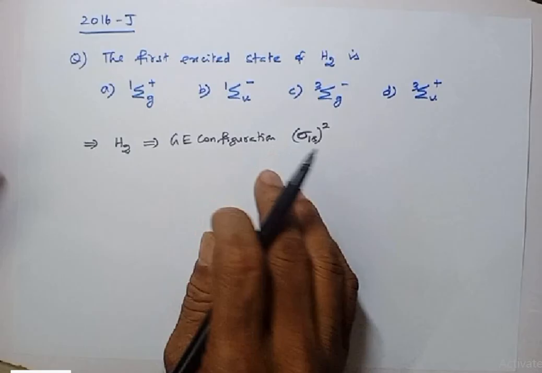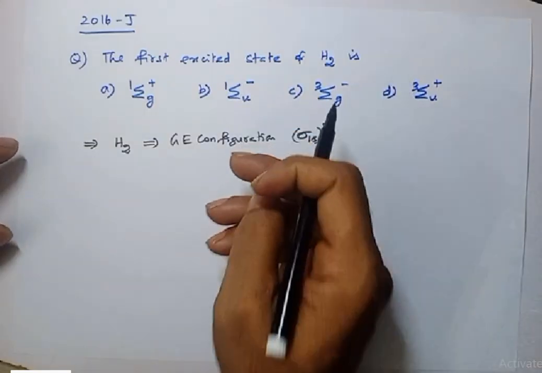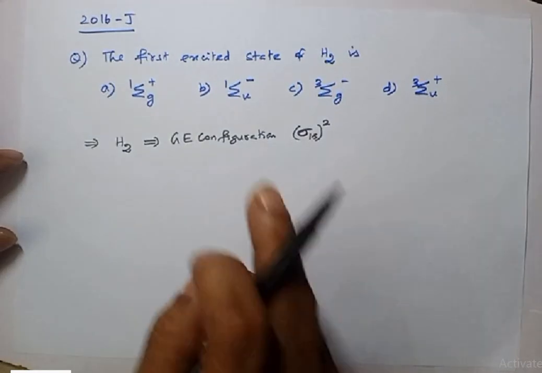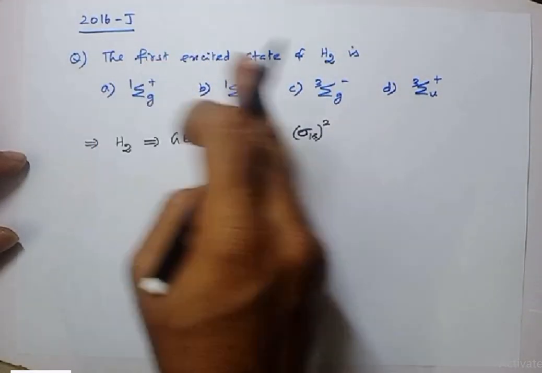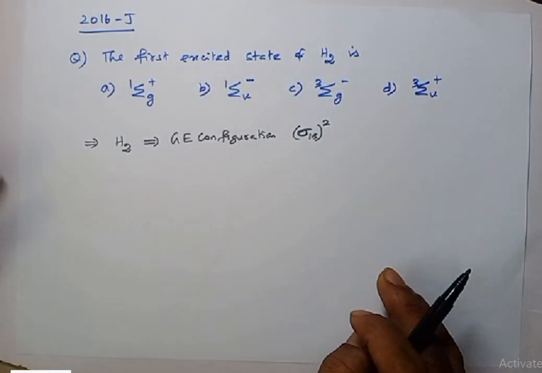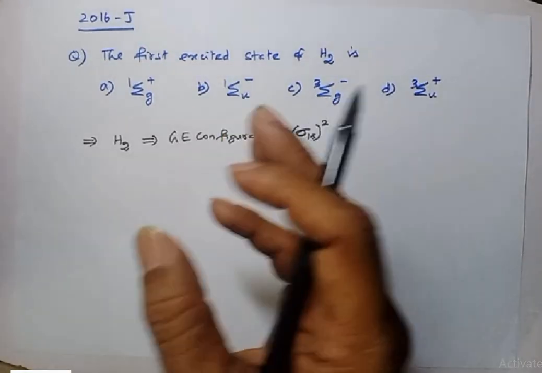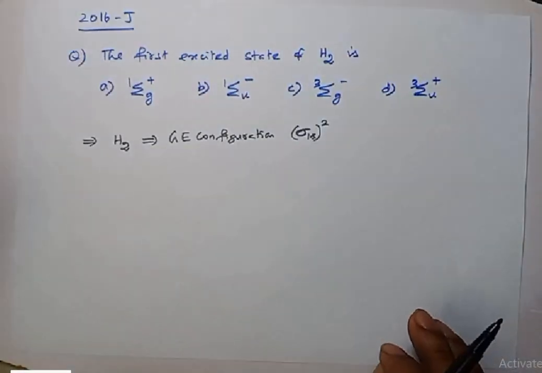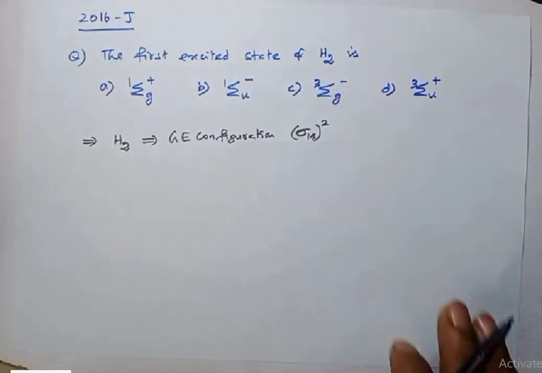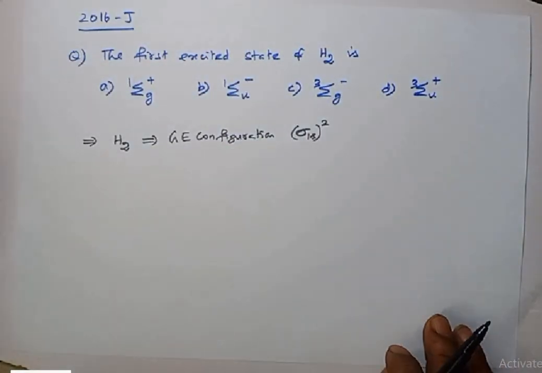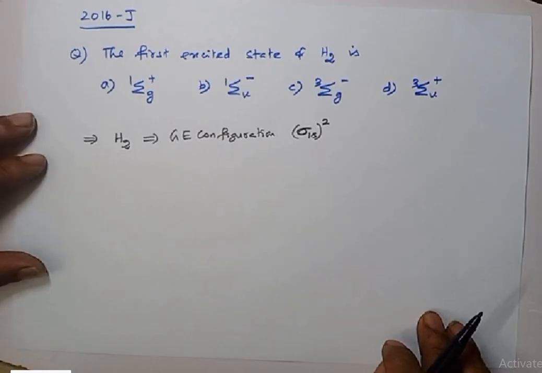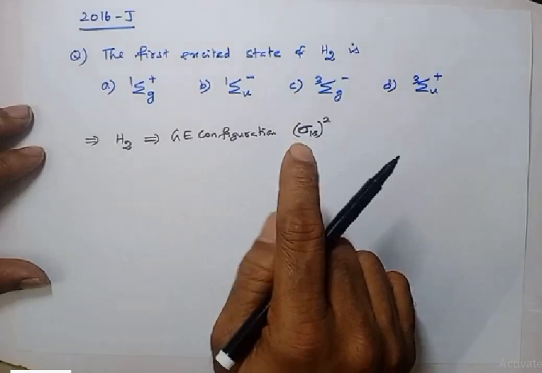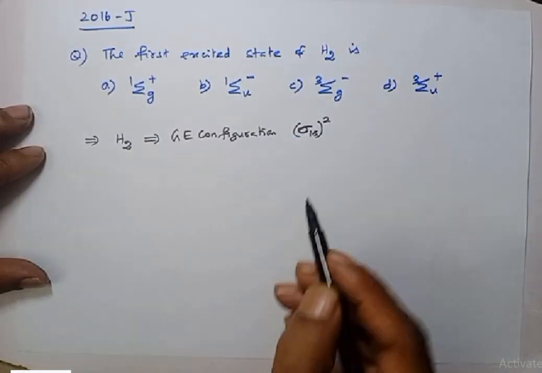First I'll show you how to find the term symbol for the ground electronic state, the ground configuration. Then we'll take the configuration for the first excited state, and we'll find out the term symbol for the first excited electronic state. Yes, how to do this? Listen carefully. I have already taught this. Okay. Anyway, we'll do it again.